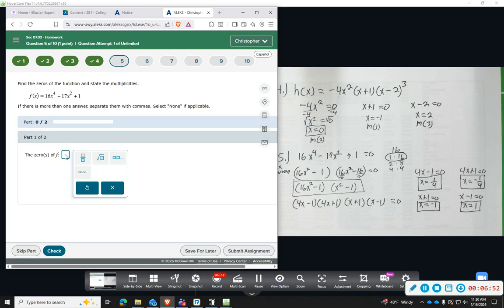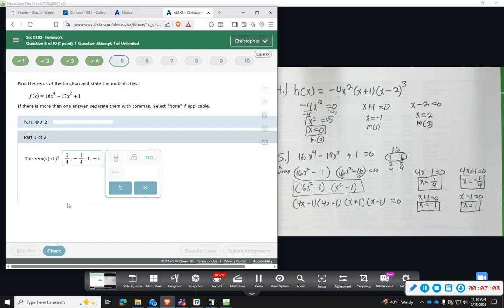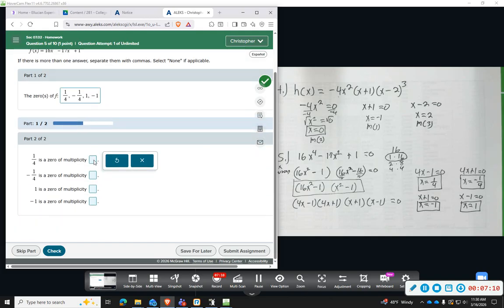Zeros of f are 1/4, negative 1/4, 1, and negative 1. Each zero had a multiplicity of 1. There was no power once all factored.